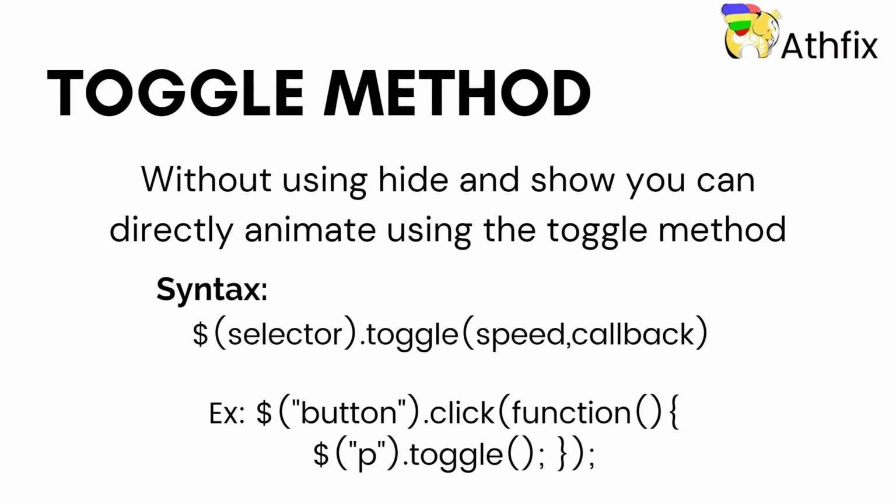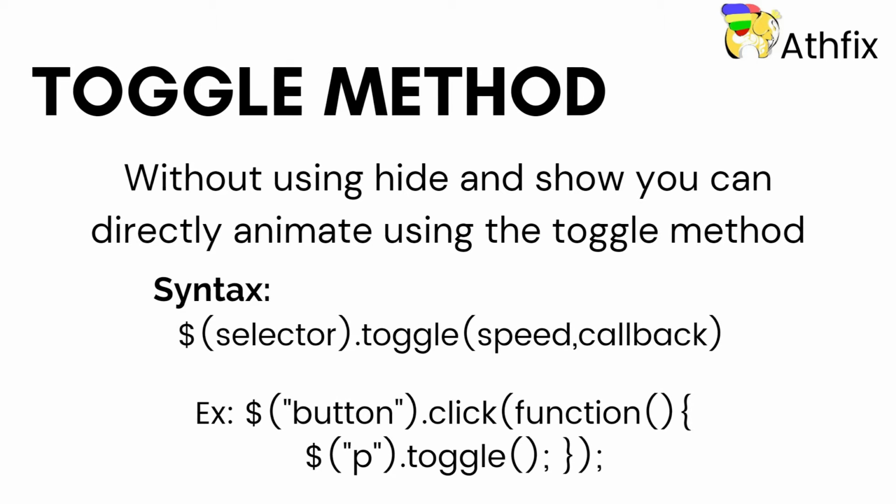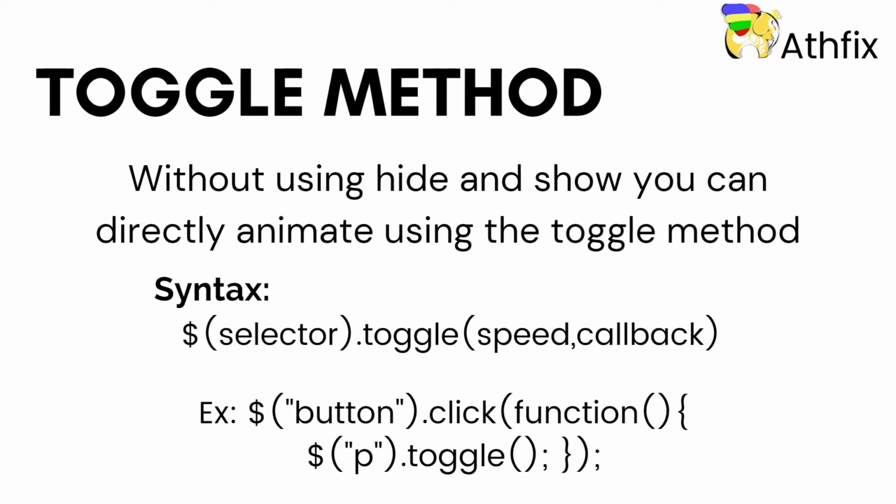And next we are with the toggle method. We have used hide and show, but if you don't want to use them separately, you can use toggle. When you use toggle, you don't have to use hide or show. You just use toggle, and when the user clicks, it hides, and when the user clicks again, it shows.